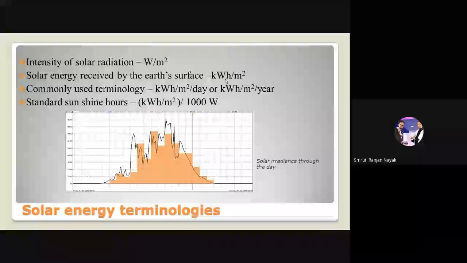So this is solar irradiation through the day. The intensity of solar radiation is in watt per meter square. Solar energy received by the earth surface is in kilowatt per meter square. So we must calculate kilowatt hour per meter square. Commonly used terminology is kilowatt hour per meter square per day or kilowatt hour per meter square per year. Then standard sunshine hours, that is 1000 watt peak or kilowatt hour per meter square. So this is the graph of a particular area, made through the software.